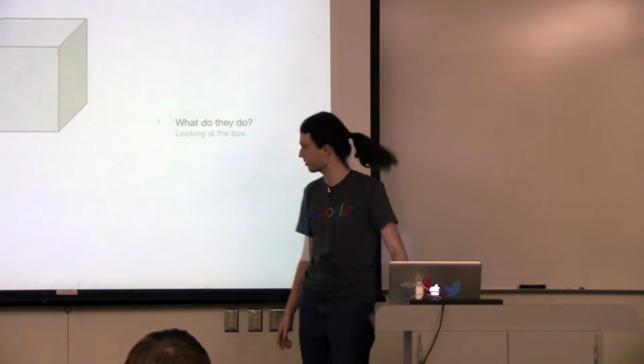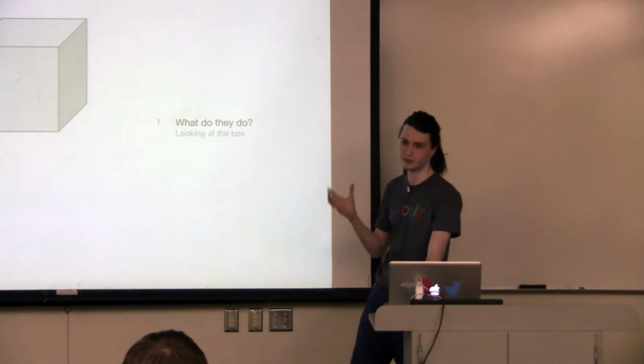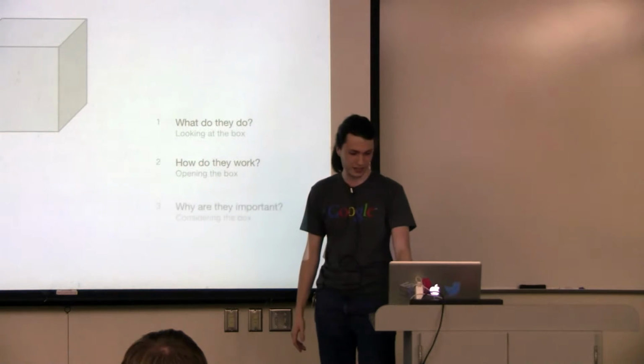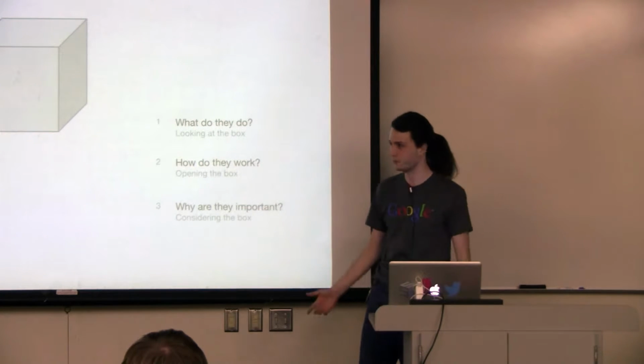So to go over that, we're going to look at what they do. So looking at the box of a compiler or interpreter. How do they work? Opening the box. And why are they important? What do they mean for us as programmers?